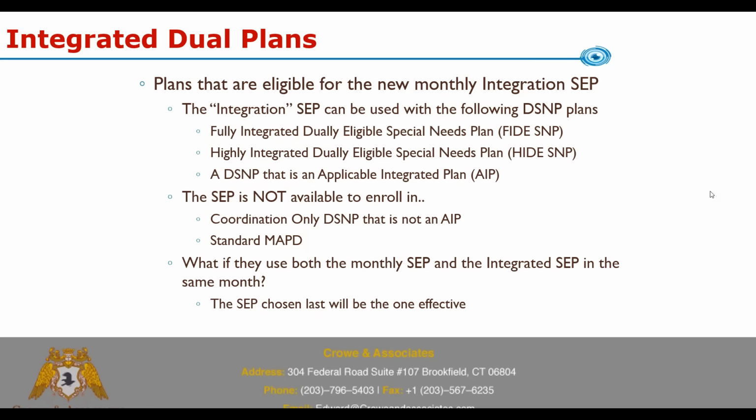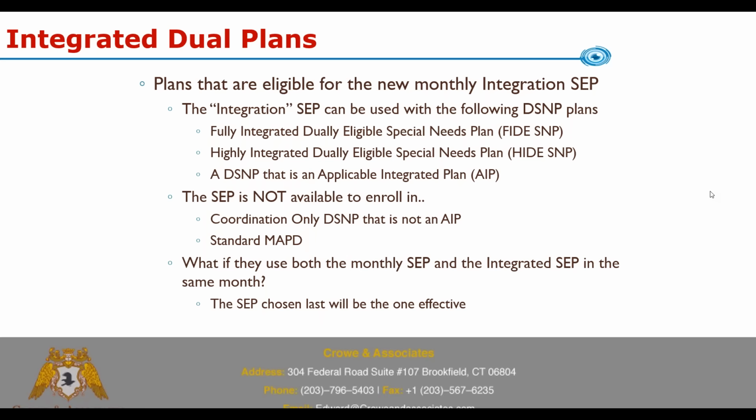But if you're going to move somebody who's a full dual into another dual plan, it has to have one of those levels of integration. This SEP, the monthly full dual integration SEP, is not available for coordination only DSNPs, and there will be a lot of those. So if the DSNP is listed as coordination only, you cannot use that monthly SEP for it. Same thing with the standard advantage plan.